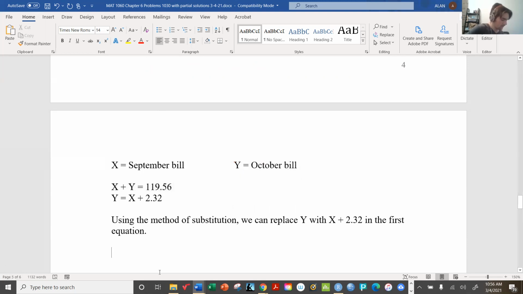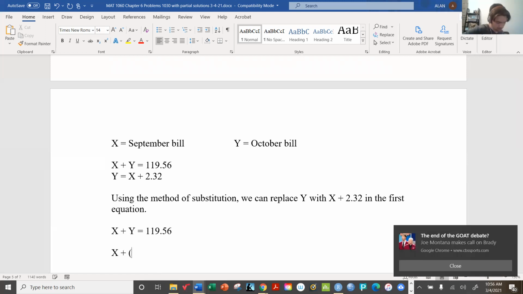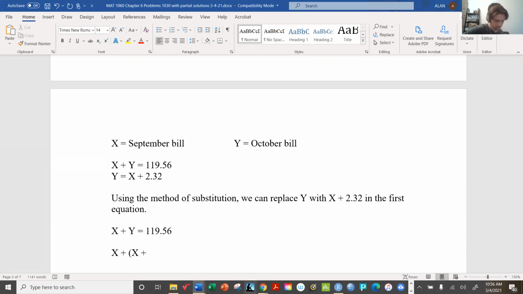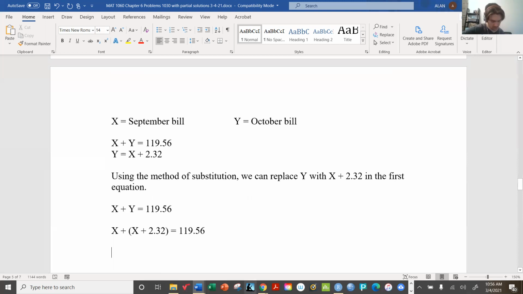So the first equation, x plus y equals 119.56. And now the y will be replaced with x plus 232. And that, as you can see, equals 119.56. In other words, what I did was I replaced the y with x plus 232 because we know that they're equal to each other.